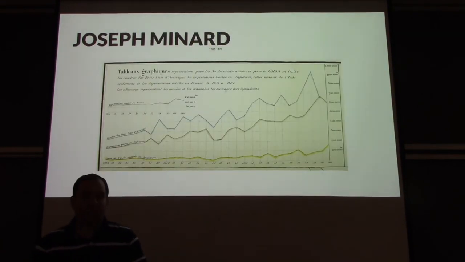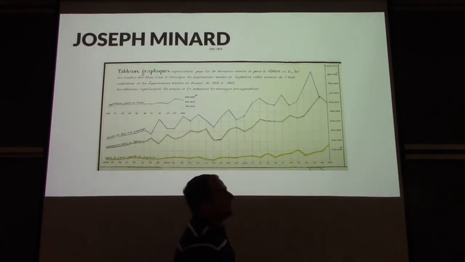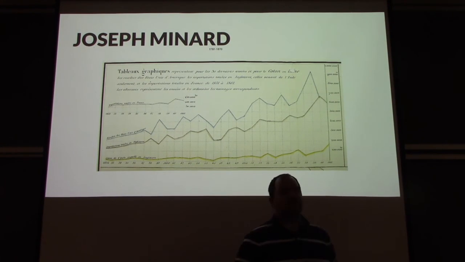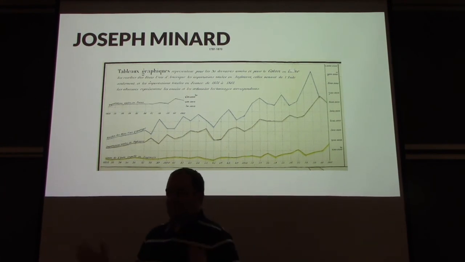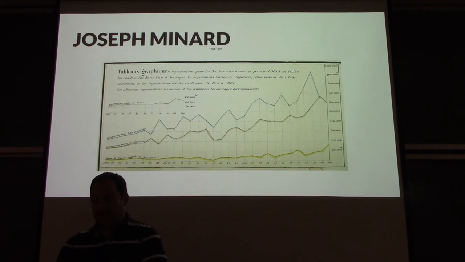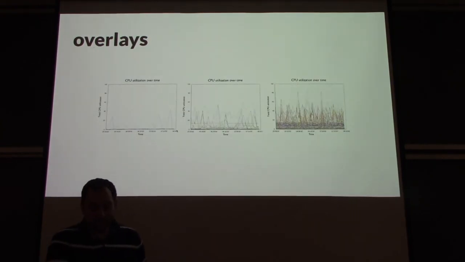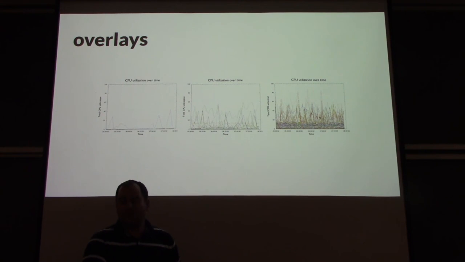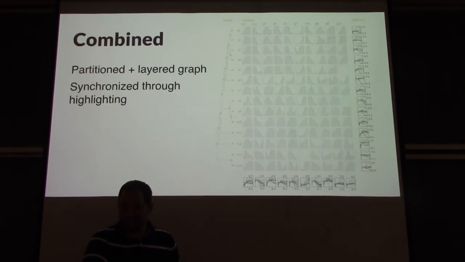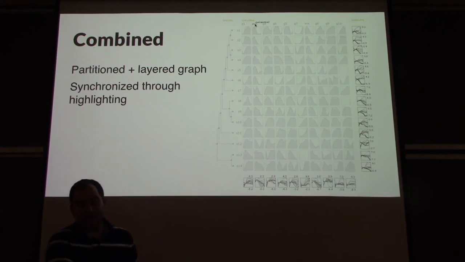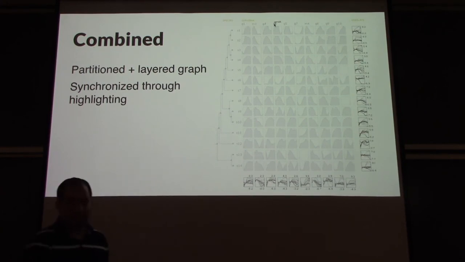So here's a simple example: layering multiple lines on a line chart, right? I don't need one separate chart for every single line. But of course there are limitations, right? This works well for a couple of lines, but if I overdo it with the number of lines, suddenly it gets pretty cluttered.